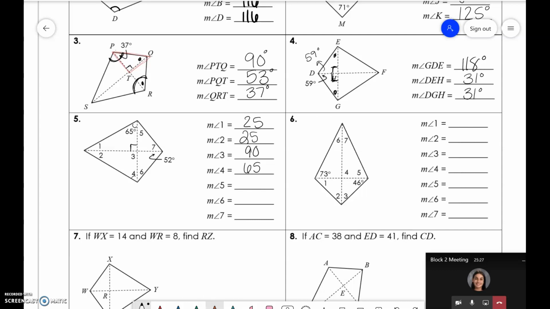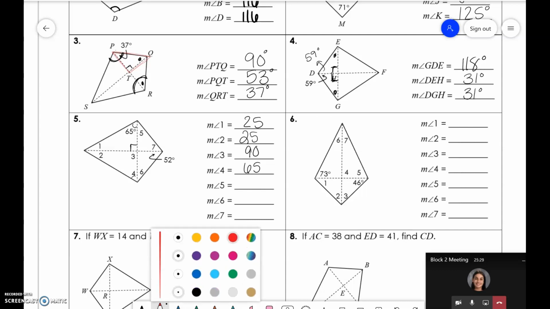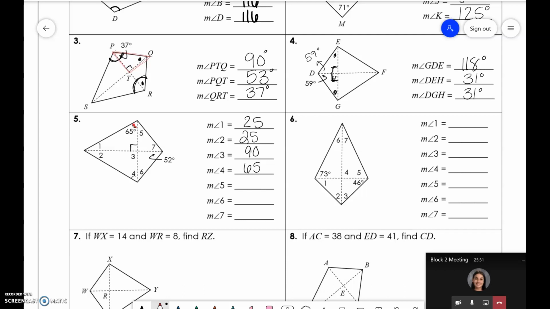Let me get a different color. This angle here and this angle here are the same. And since these angles are equal, that's automatically going to conclude that these angles are going to be equal. Therefore, that angle is bisected. Agreed?